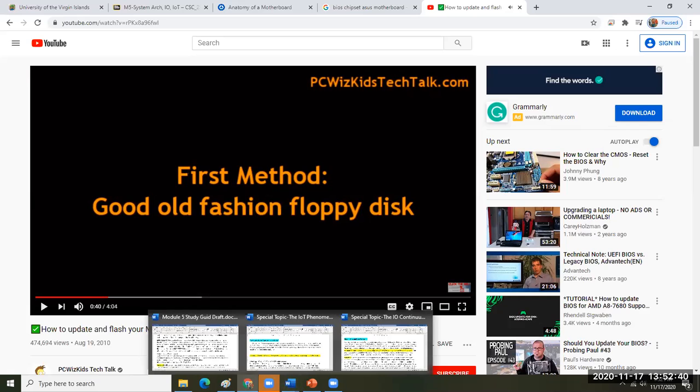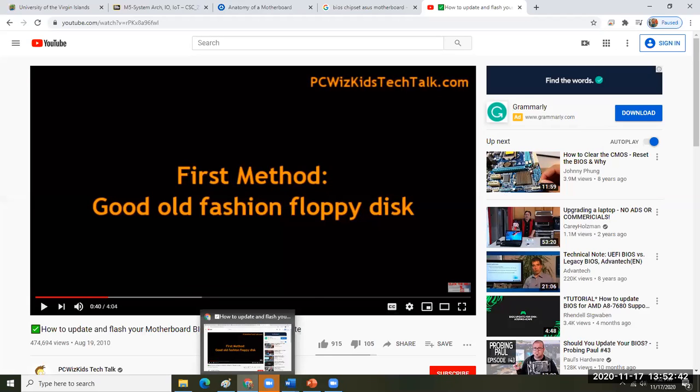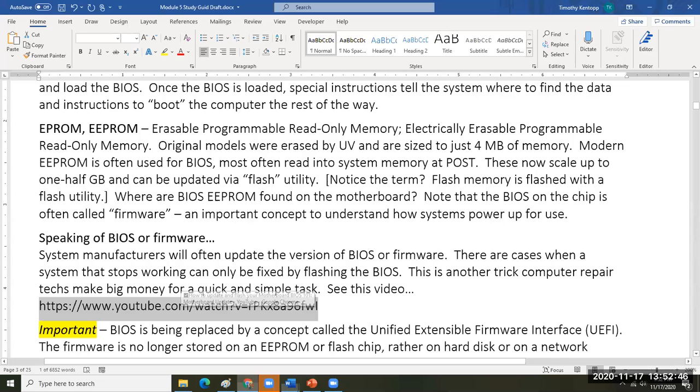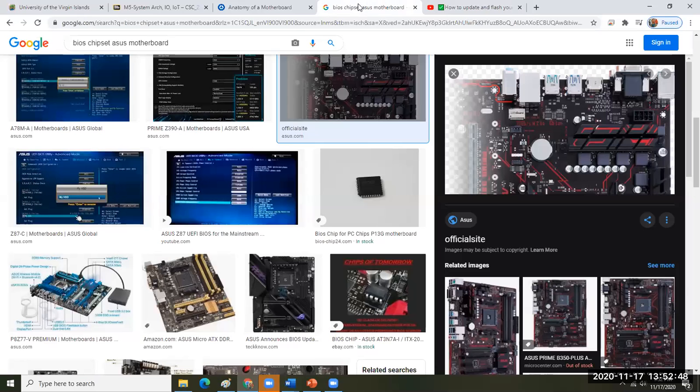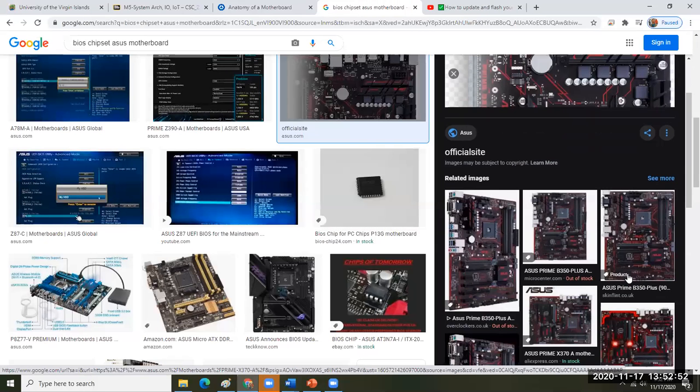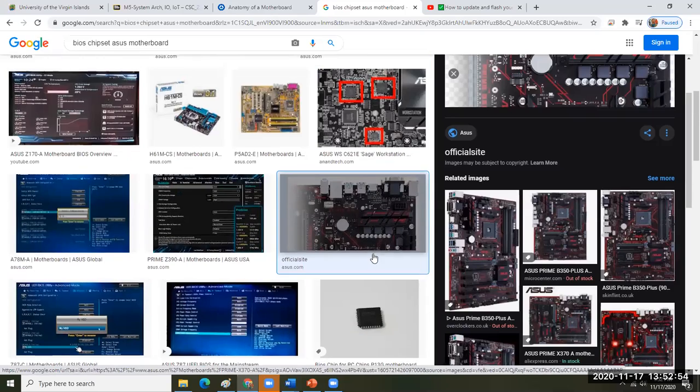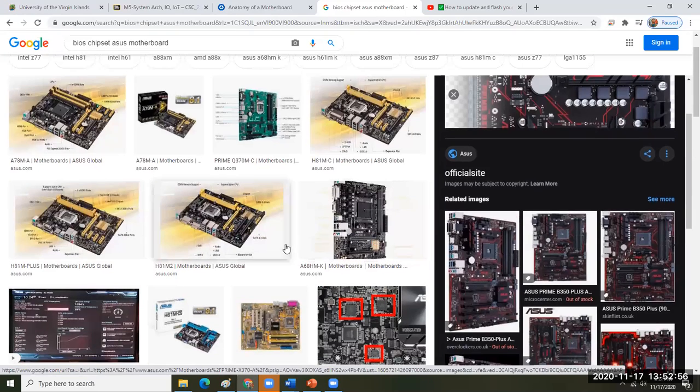Did you just hear that? If you want to upgrade your CPU, hello? Did everybody hear that? Yeah. So what are we saying? I have an ASUS motherboard. I did this.